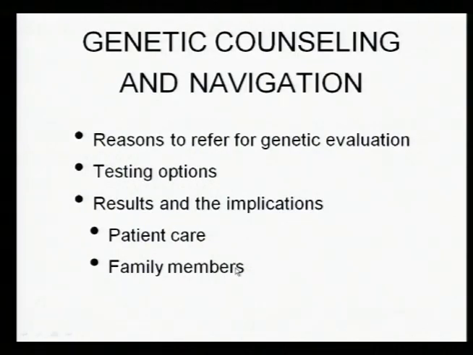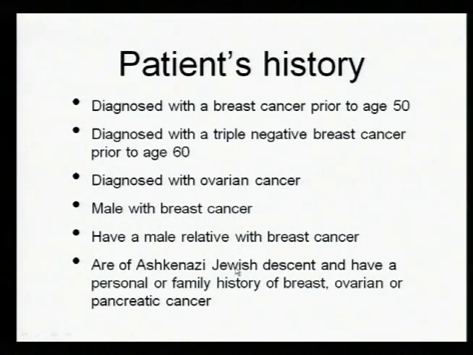So we look at who do we evaluate and when and why. And so basically we'll cover a little bit about the history, patient's history. These are from the NCCN guidelines. Any woman with a breast cancer diagnosed prior to the age of 50 would meet criteria for testing. Any woman diagnosed with triple negative breast cancer prior to 60 meets criteria.